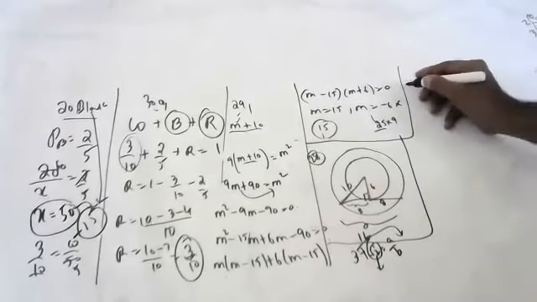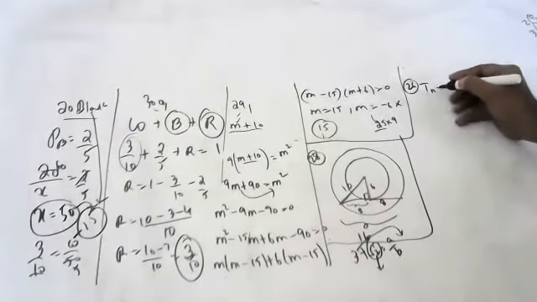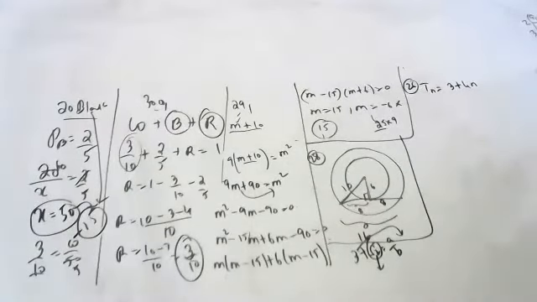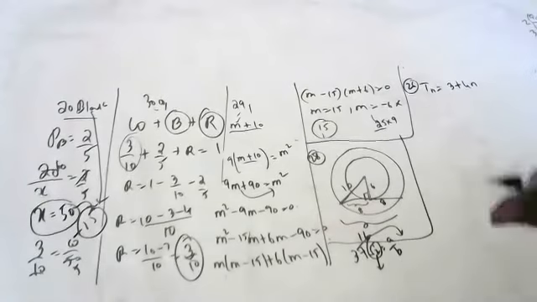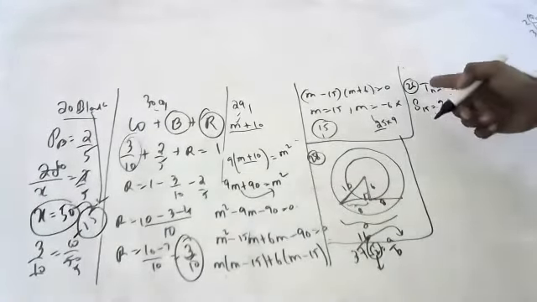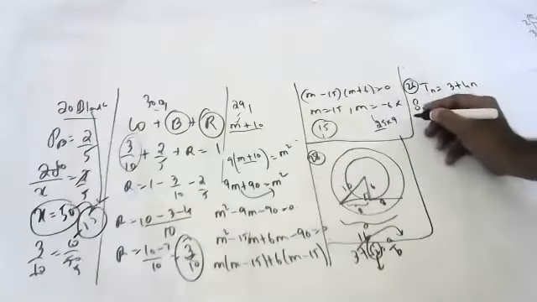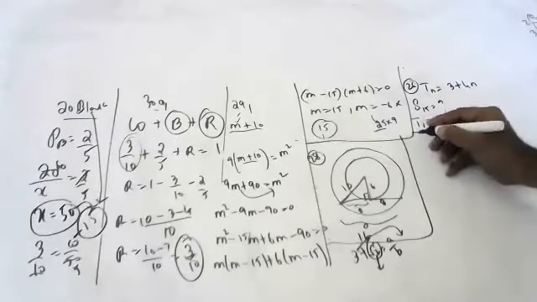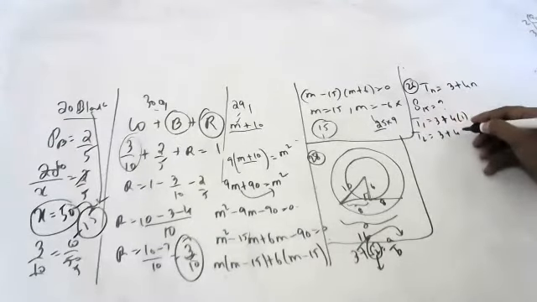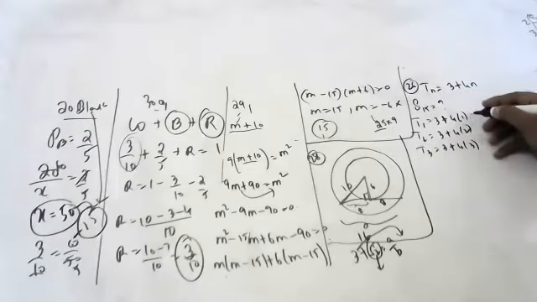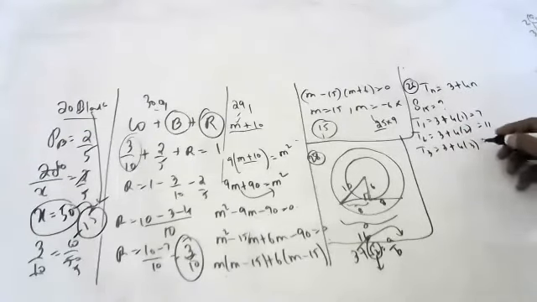Next one, children, 26th question. Take Tn is equal to 3 plus 4n. Find the sum of the first 15 terms of this AP. For this AP, T1 is equal to 3 plus 4, which is 7. T2 is 3 plus 8, which is 11. T3 is 3 plus 12, which is 15. So the AP is 7, 11, 15. Find the sum of 15 terms, children.